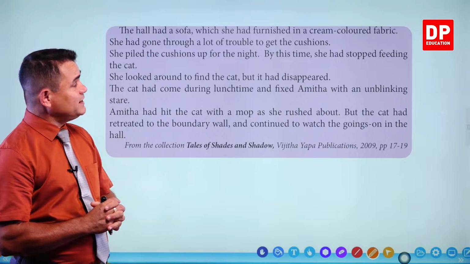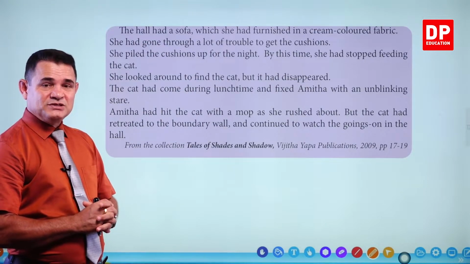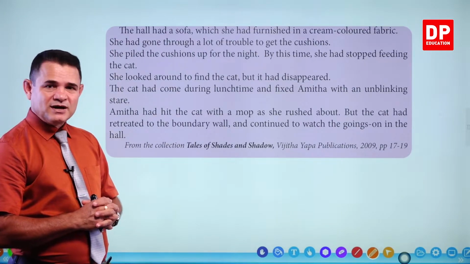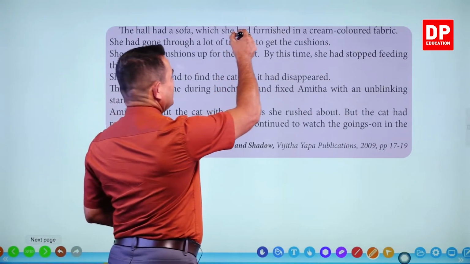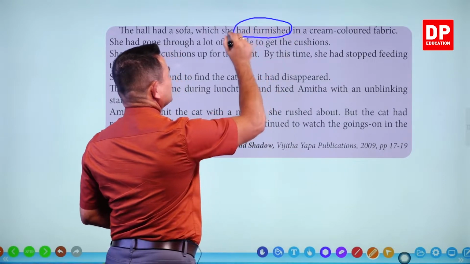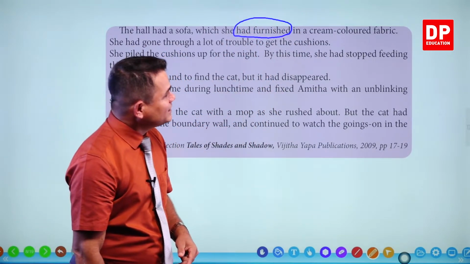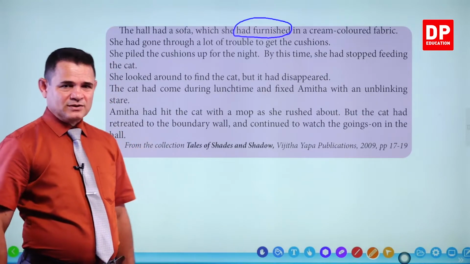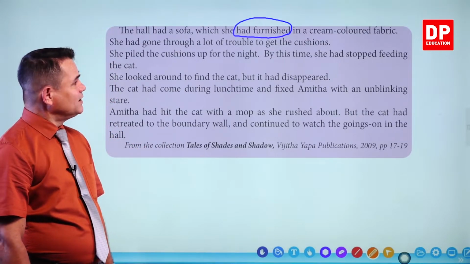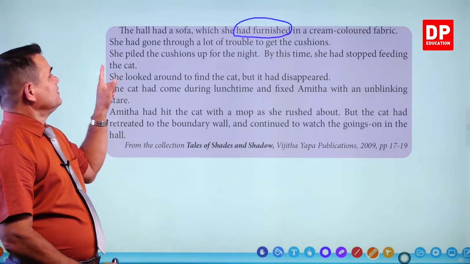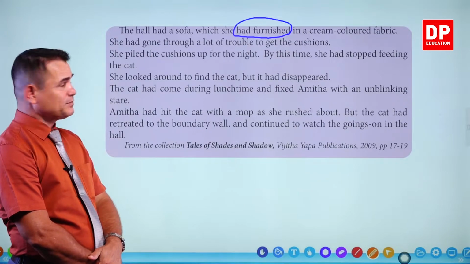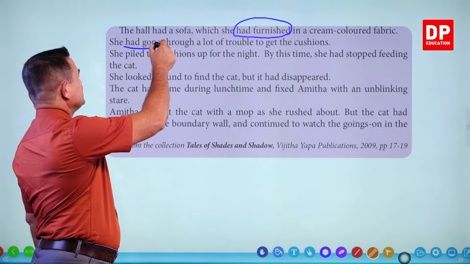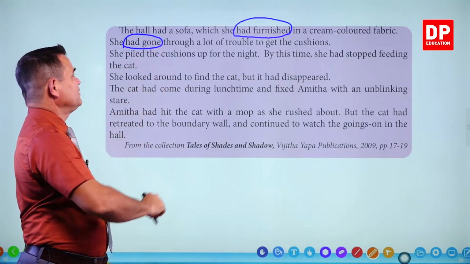Which she had furnished. There it is past perfect. එහෙනම් past perfect වටේ රවුමක් අඳින්න කිව්වා. Right, had furnished. Past perfect in a cream colored fabric. Cream colored fabric වලින් මේක furnish කළා. And put furniture. Colored fabric. She had gone through. Had gone. Once again, past perfect. Had එකත් එක්ක verb 3. Make a simple past.